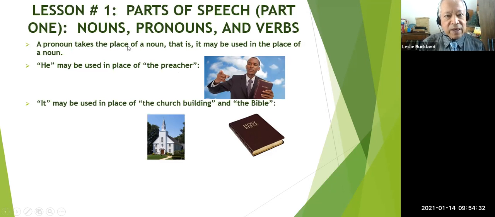A pronoun takes the place of a noun, that is, it may be used in the place of a noun. So he may be used in place of the preacher. It may be used in place of the church building. So again, you don't have to say or to write the church building all the time. You can say it once, and then afterwards you can use the word it, which would be pointing back to the noun, the church building.